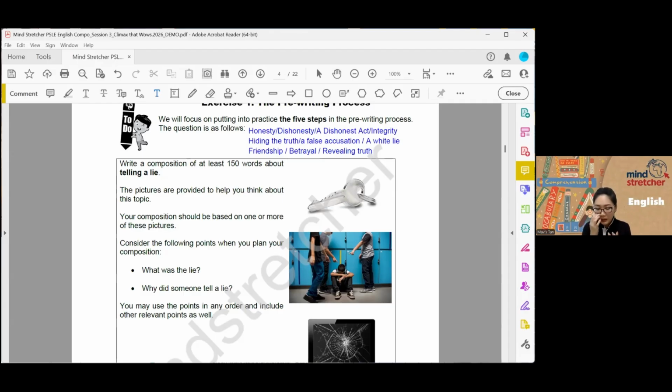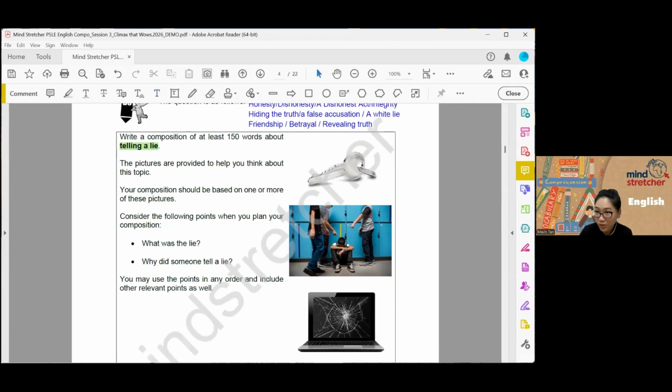So revolving around telling a lie, there are many things that are happening. Whether it's character development or the setting that makes it very tempting to tell the lie. It could be. Okay, so these are some topics. Hiding the truth, yeah. Now let's take a look at the topics. Telling a lie, yes. What are the guiding questions? What was the lie? It's very important.